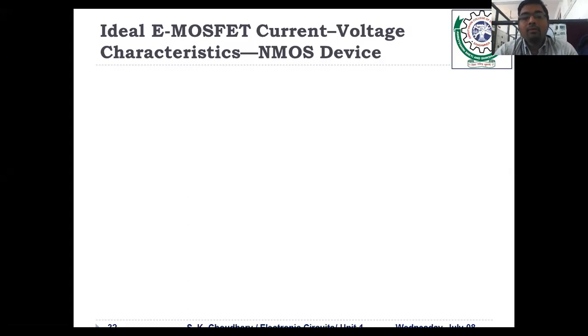Now today we have to learn about the ideal enhancement type MOSFET current voltage characteristic for N-channel device. And actually we started this topic yesterday, so I'll take a quick review.